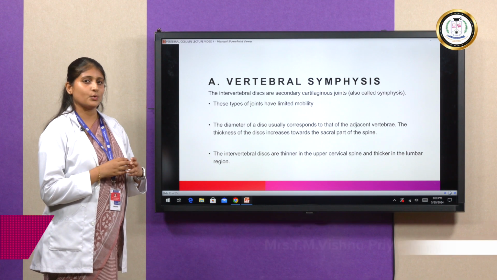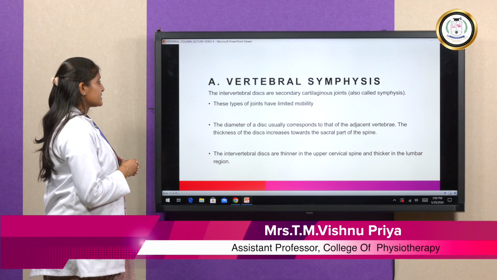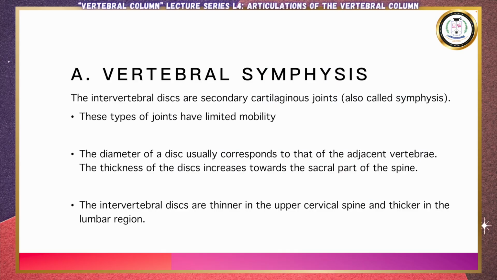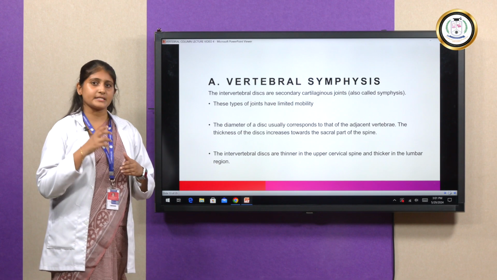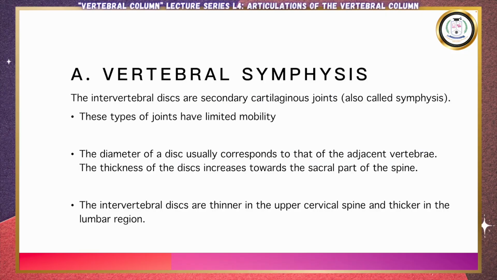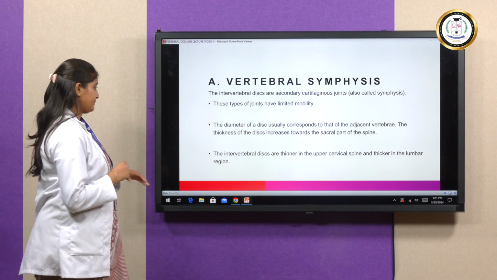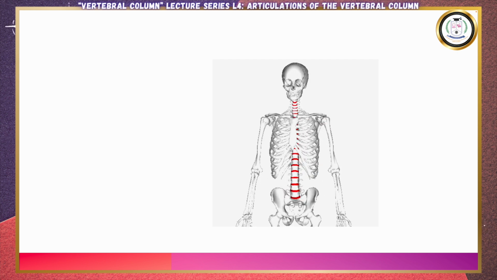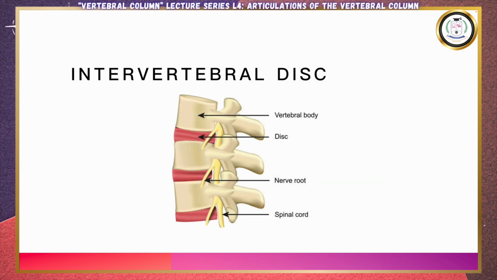So these are generally known as the cartilaginous joints. These types of joints have limited mobility. The diameter of a disc usually corresponds to that of the adjacent vertebra. So the thickness of the disc increases towards the lumbar region. The intervertebral discs are thinner in the upper cervical region and thicker in the lumbar region. So here we could see the arrangement of intervertebral discs throughout the entire spine. This intervertebral disc provides cushion and also provides stability to the joints.